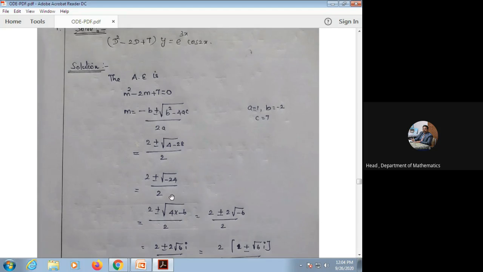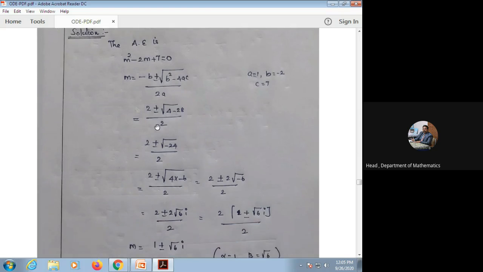So, by using the quadratic formula, minus b plus or minus square root of b square minus 4ac by 2a, here we want the a, b, c values. Only then can you find the roots. Here the m squared coefficient is a, that is 1. The m coefficient is minus 2, that is b. Here the constant term is the c value. Putting b value as minus 2, so minus of minus 2 is plus 2, plus or minus square root of b square, minus 2 square, we get 4, minus 4ac, 4 into a into c, we get 28, divided by 2 into a value 1, therefore 2.